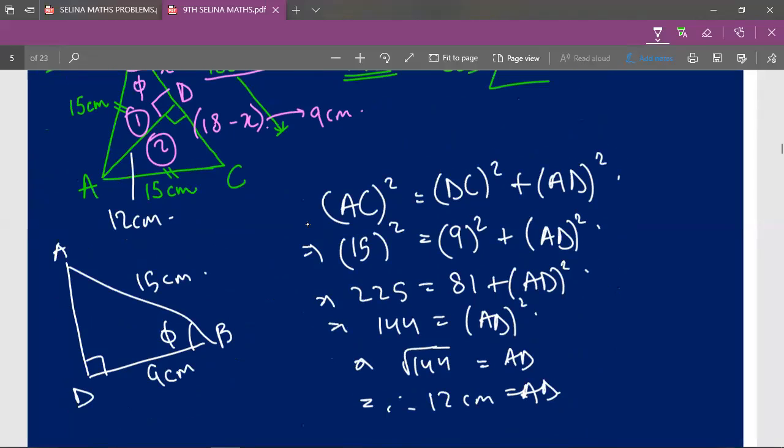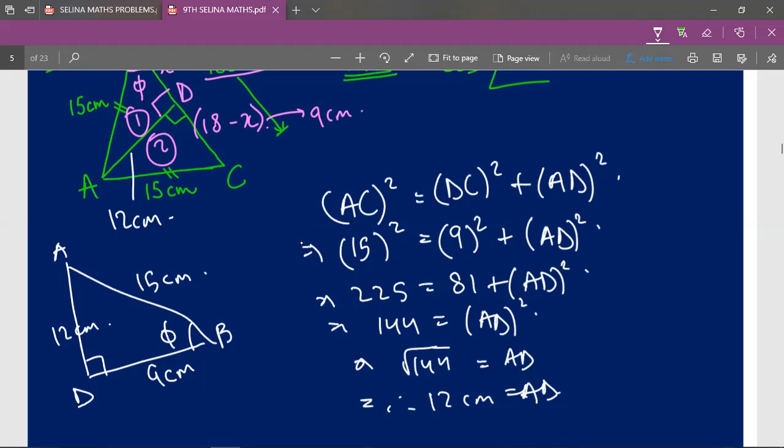Our 15 centimeters, 9 centimeters, we have applied the Pythagoras theorem. And even though we have not taken this triangle into consideration, we have calculated the Pythagoras theorem for the other part of the triangle, but the answer for the perpendicular will come the same in both of these triangles. So I'll assume that the answers come the same. So this answer was 12 centimeters.